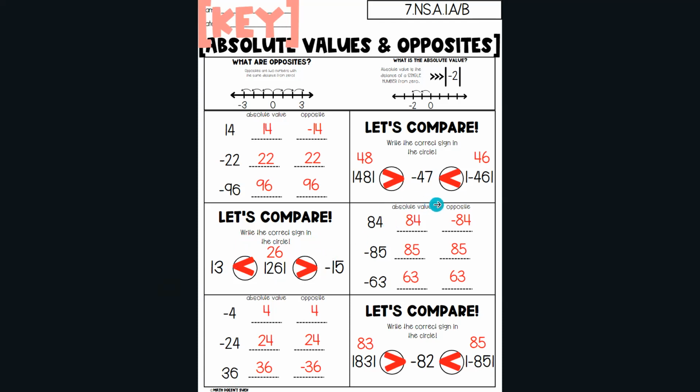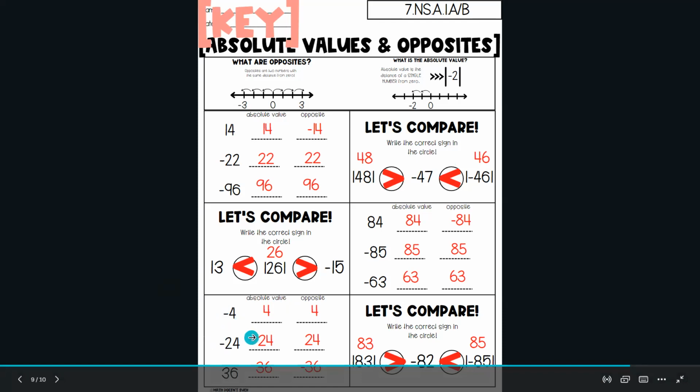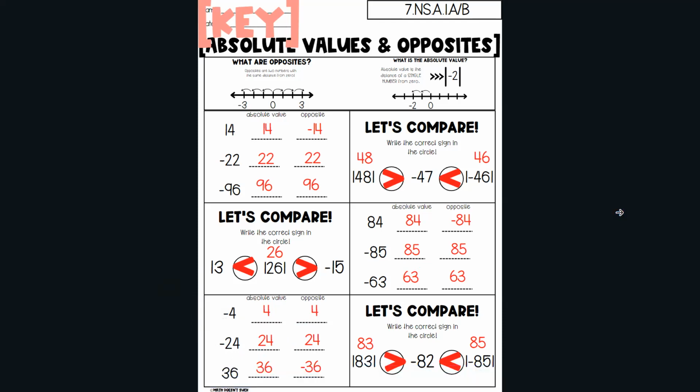Over here, we're doing the absolute value and opposites. 84 has an absolute value of 84 and an opposite of negative 84. Negative 85 has an absolute value of 85 and its opposite is 85. Negative 63 has an absolute value of 63 and its opposite is 63. Negative 4 has an absolute value of 4 and its opposite is 4. Negative 24 has an absolute value of 24 and its opposite is 24. Negative 36 has an absolute value of 36 and its opposite is negative 36.